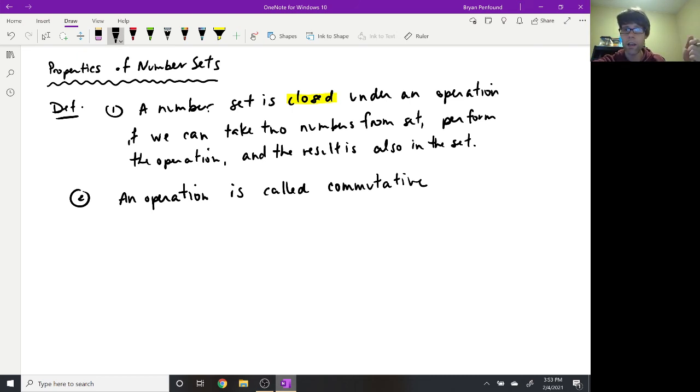So commutative, kind of like you're commuting or driving to work. When it comes to mathematics, commutative is this idea that the order doesn't matter. Okay, so an operation is called commutative if I can take two numbers, and I shouldn't use addition here because it could be any operation. So an operation is called commutative if the order we perform the operation in doesn't matter.